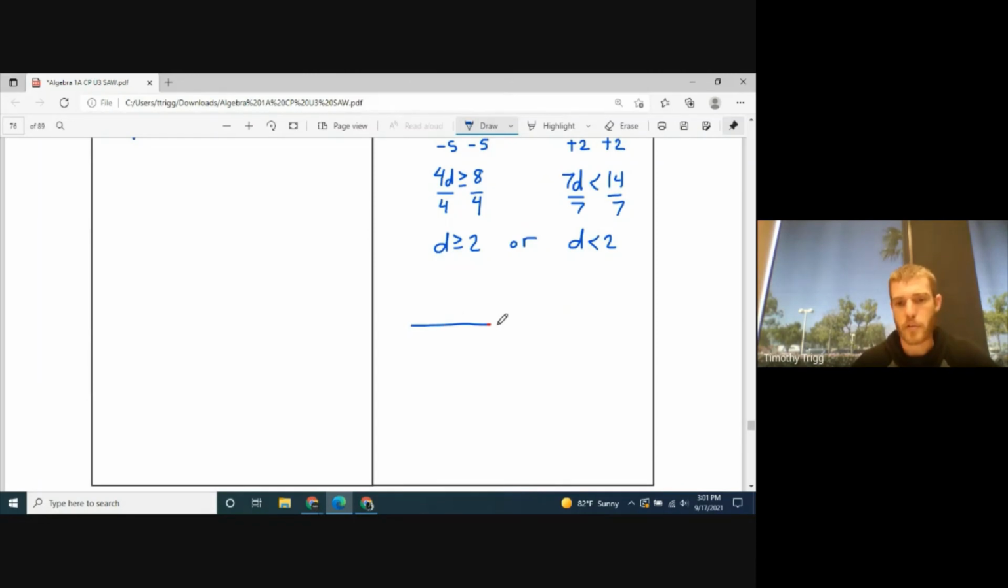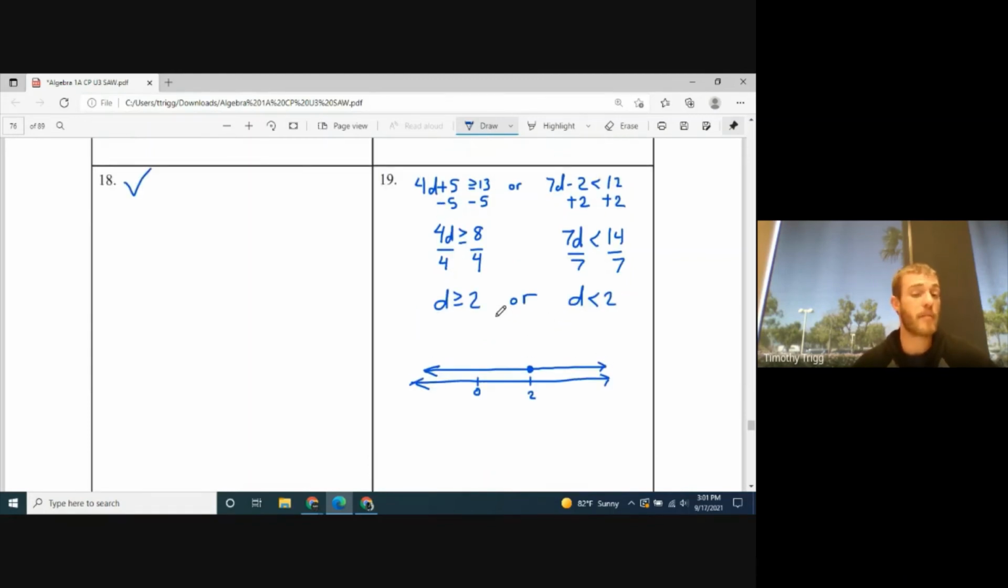So this one's a little bit strange when we graph it, but the only value we care about is 2. So we're going to put 2 here. This one says d is greater than or equal to 2, so we're going to do a closed circle here, and we're doing values that are greater than or equal to 2. So that's over here. What about values that are less than 2? Well, that's over here. So in this case, it covers the entire number line. This is kind of a weird one where it covers everything. Every single value will either fall into this or that.